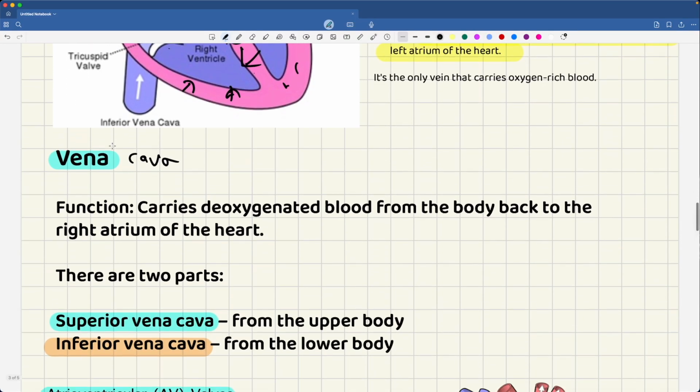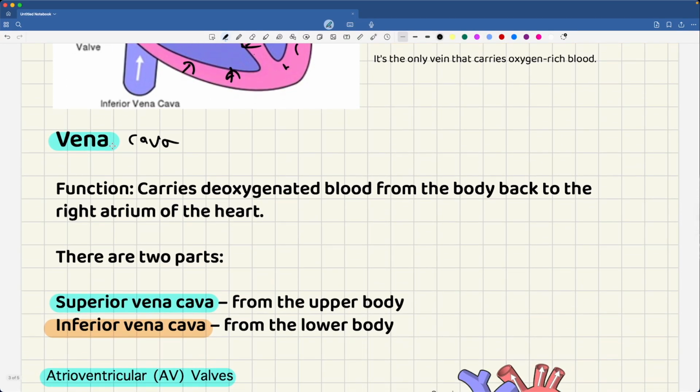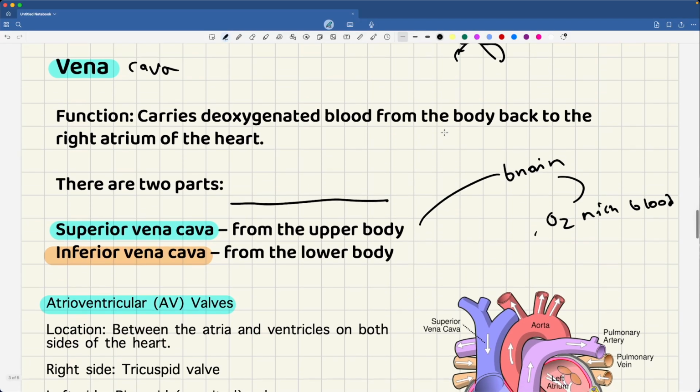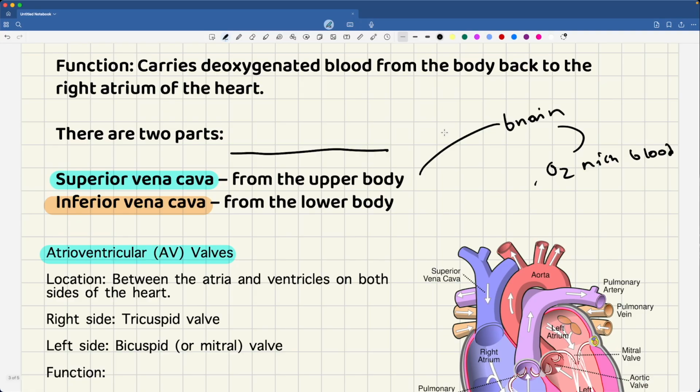So we have the superior vena cava and the inferior vena cava. The superior vena cava receives blood from the upper body, including your brain, which needs continuous O2-rich blood, by the way. And the inferior vena cava receives blood into the heart from the lower body.